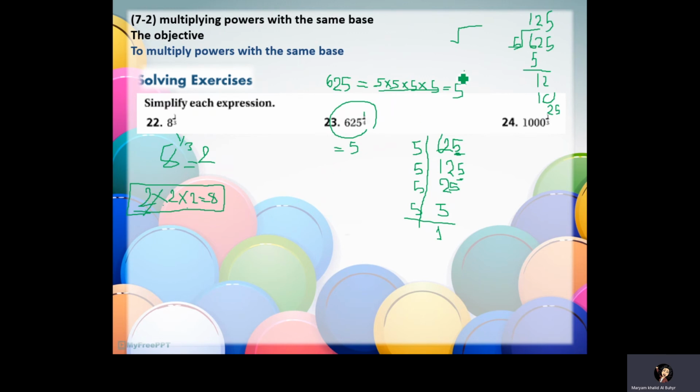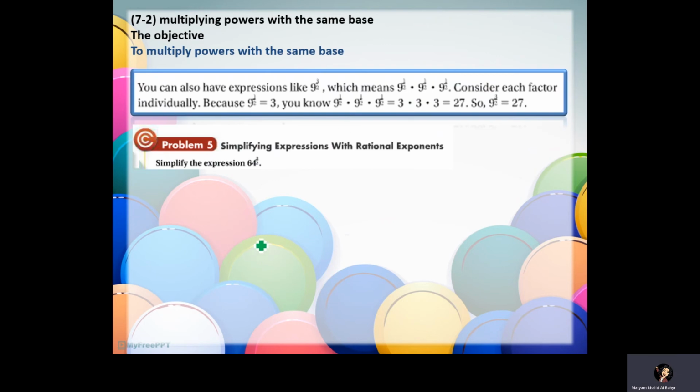Let me start with the basic idea. I will give you more details about this. With 1000, what is the number when I multiply it by itself? Definitely 10 times 10 times 10, 3 times. So the answer for this one is directly equal to 10 only. This is just more explanation. So this is the idea from this part. Let me move to the next problem.